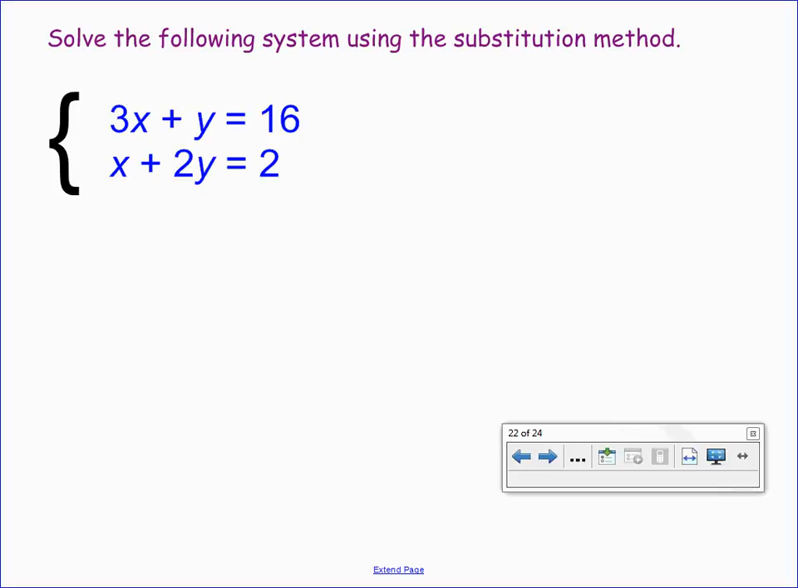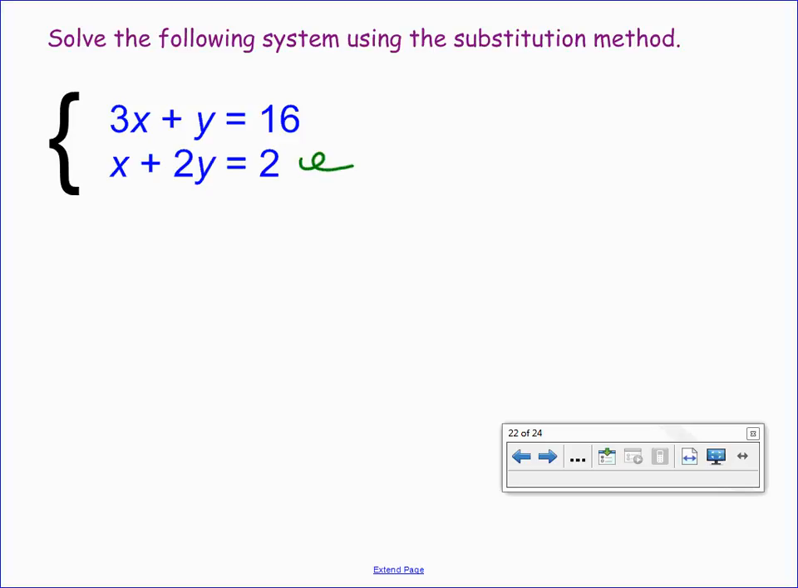In this system, is one of the equations currently solved for one of the variables? Victoria? No. But can we get it there? Yeah, we've got our choice here. We could solve the first one for y or the second one for x. Does it matter? No. We've already done a couple with y solved for, so I'm going to go ahead and solve the second one for x.